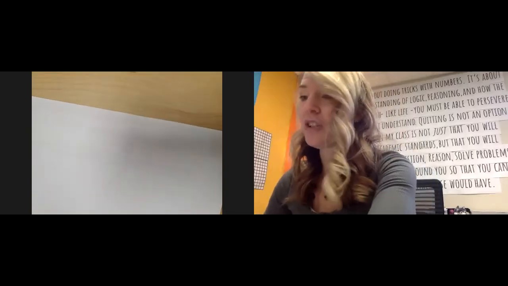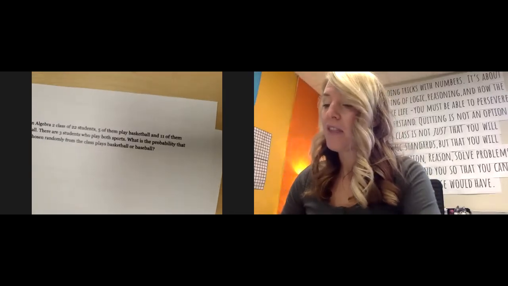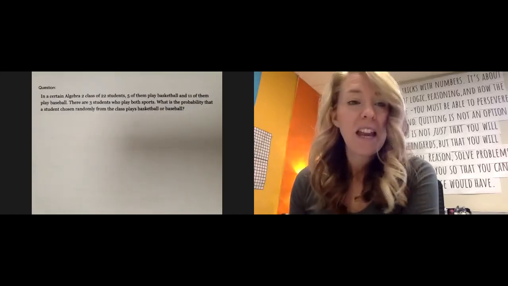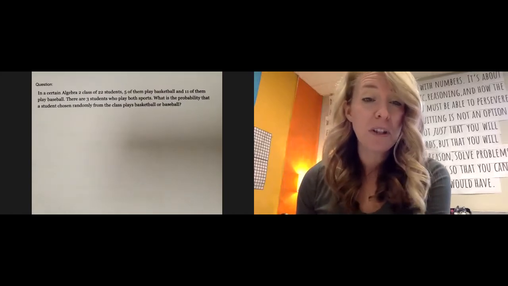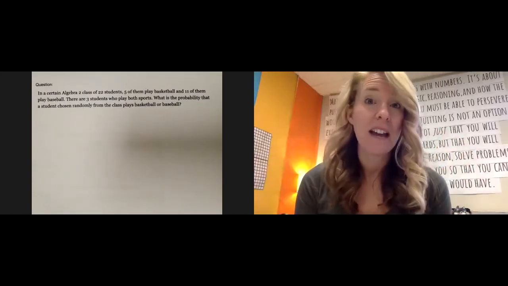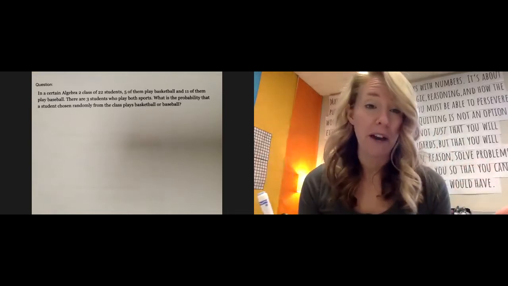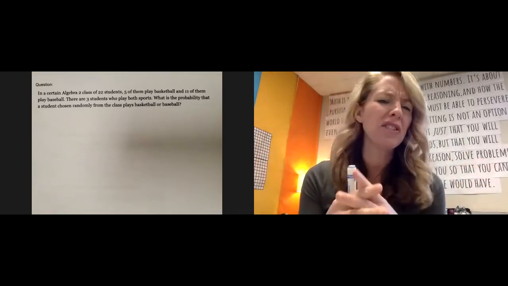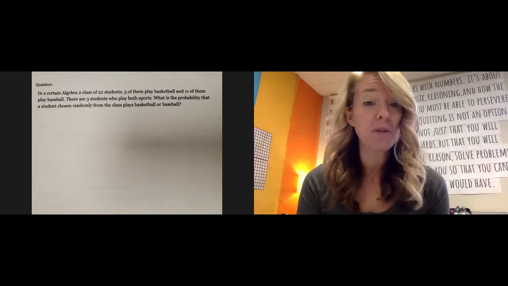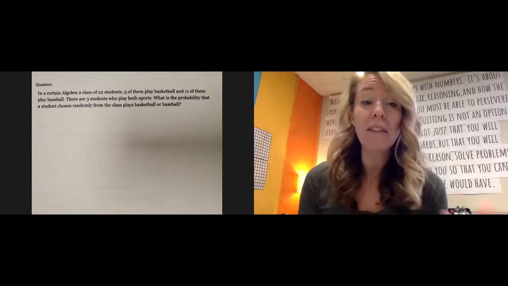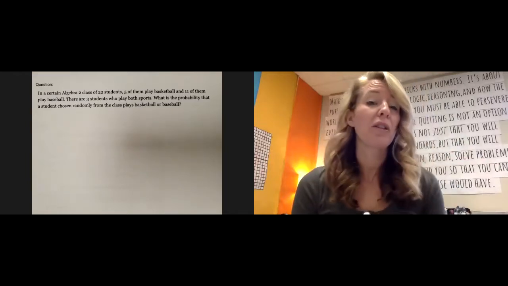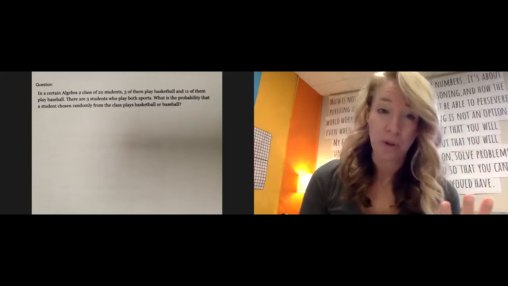They also have a couple different probability questions on this topic. This one says, in a certain Algebra 2 class of 22 students, now I'm going to stop right there because that wording itself is confusing for my students. Algebra 2 is a level of a math class, so it's just a class. You could say in a certain math class of 22 students, 5 of them play basketball and 11 of them play baseball. There are 3 students who play both sports.